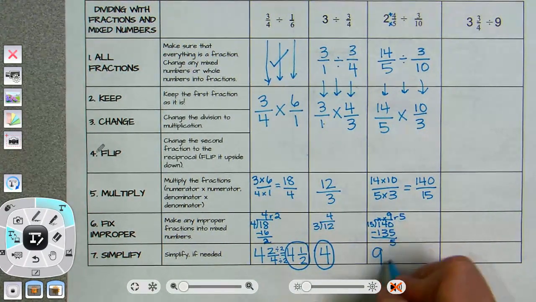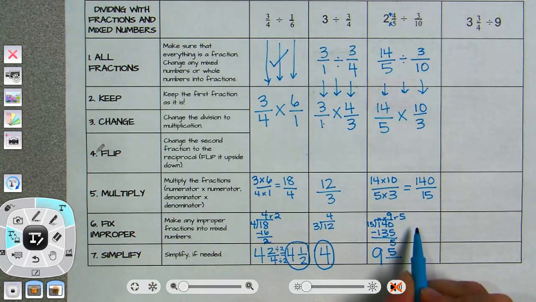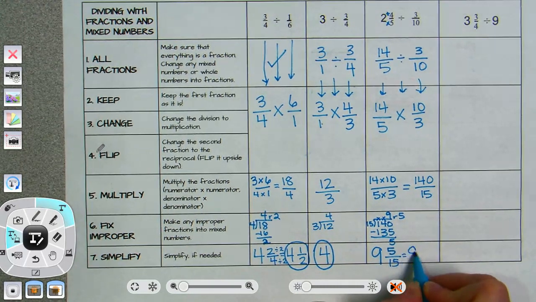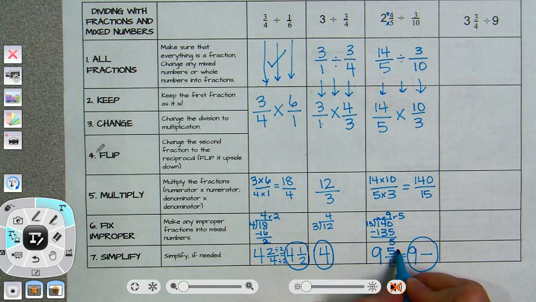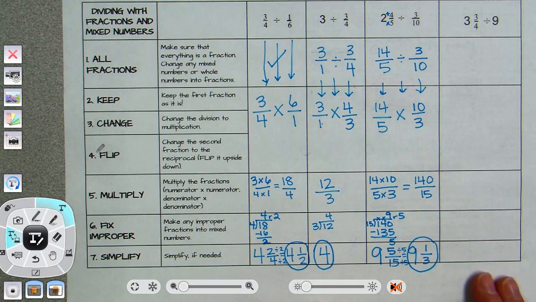So I'm going to write my answer 9 and 5 somethings. I'm going to look back to step 5 and say that it's 15ths. I think I can simplify this. Okay, 9 and 5 15ths. Well, I see a 5 fact, so let's divide both parts of my fraction by 5. So 5 divided by 5 is 1, and 15 divided by 5 is 3. So I got 9 and 1/3.